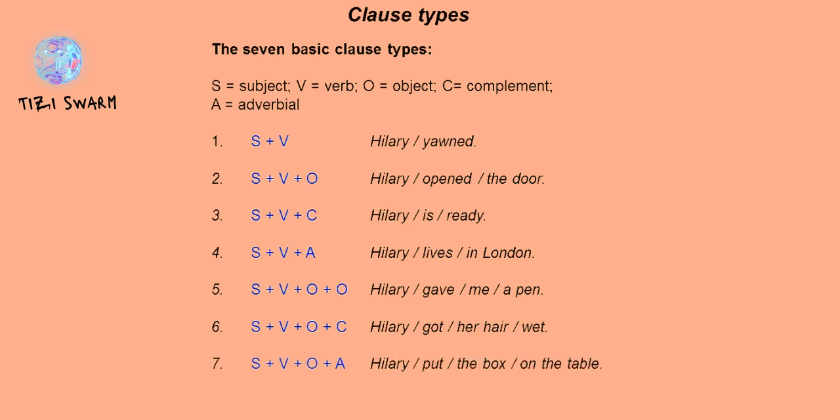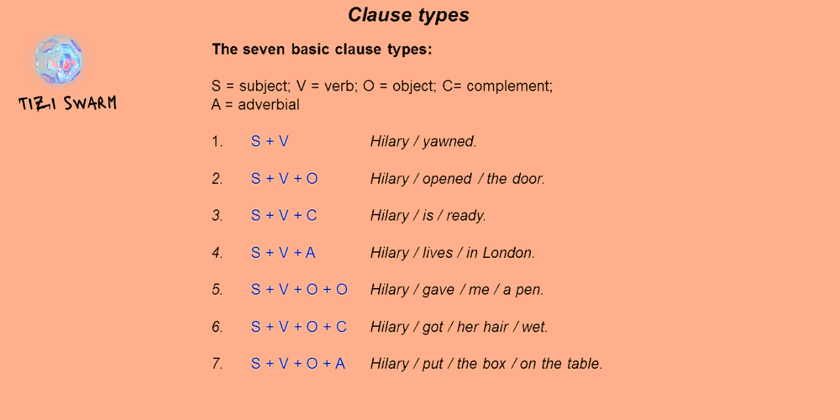And finally we can have subject, verb, object and adverbial. So Hilary put the box on the table. Okay. This last one, it is possible to change the order of that. We can actually have the adverbial at the beginning of the sentence. Not in this example sentence, obviously we couldn't start with "on the table", but you'll see in the next slide that it is possible to change the order of the adverbial sometimes.